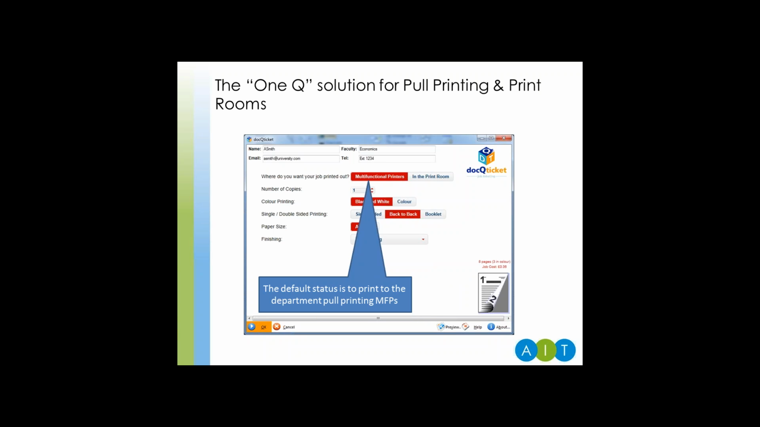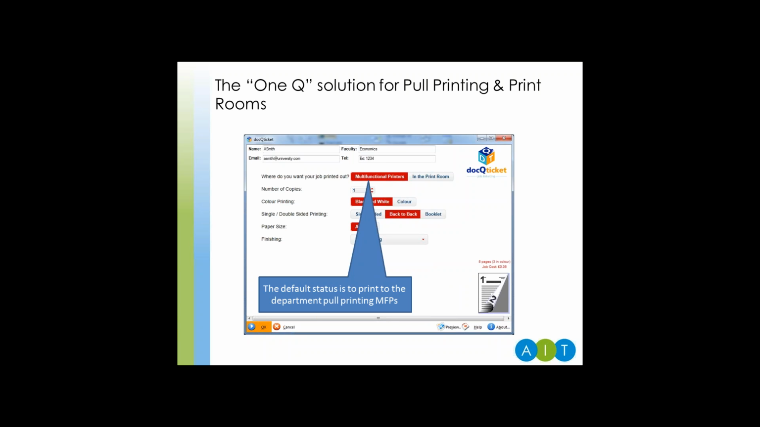The user can then select where they want the job to go. So again, these tabs, you can name them what you want, but in this example we've called them the multifunctional printers and the print room. If a user selects a multifunction printer, in the back end all it's doing is pushing that off to the relevant print queue, and the driver will be automatically populated depending on what options the user has selected.